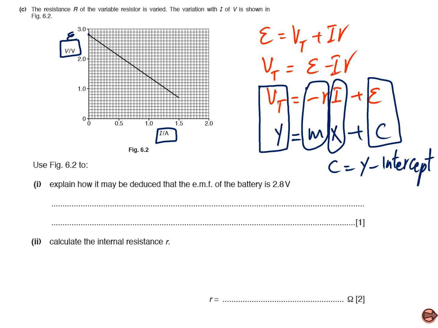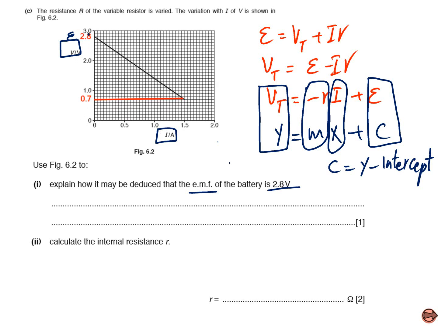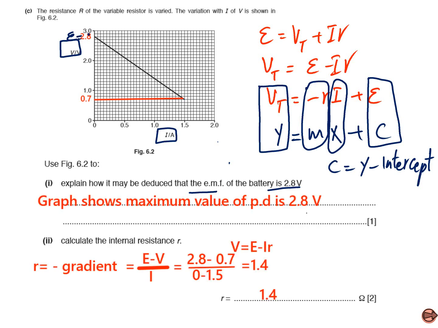The question is simply asking us to find the EMF, and that is equal to 2.8 volts. So you can see from here, the EMF is equal to 2.8 volts. So this is our answer for C1.